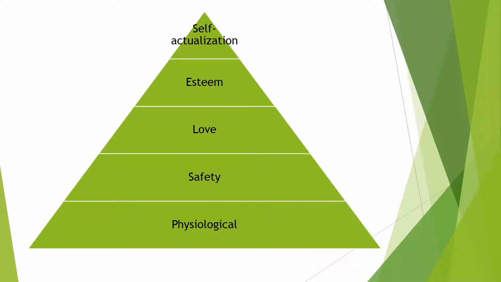We now have here the needs hierarchy chart. Self-actualization at the top, esteem, love, safety, and physiological. That can be found on page 196.